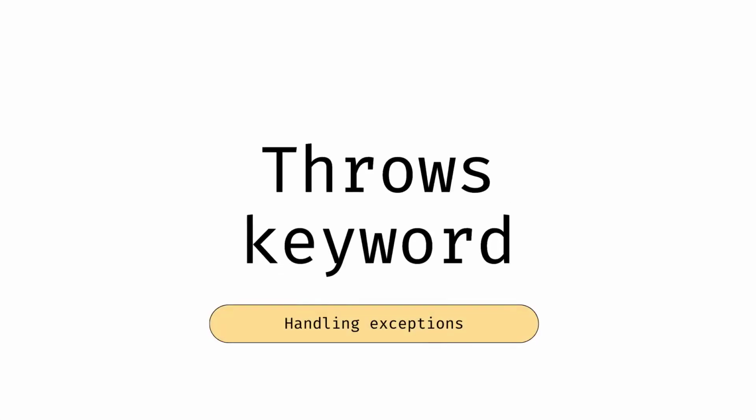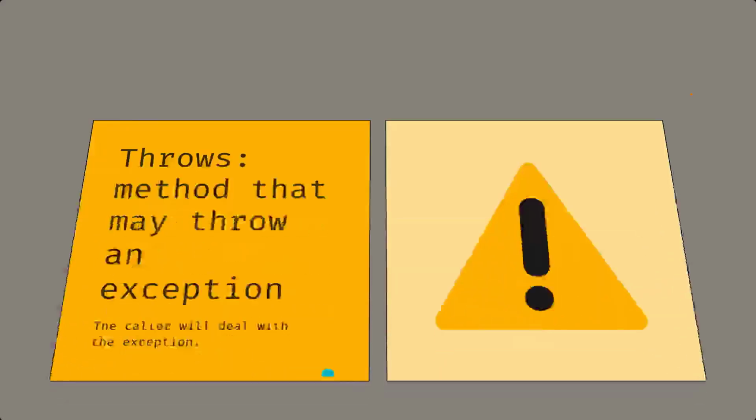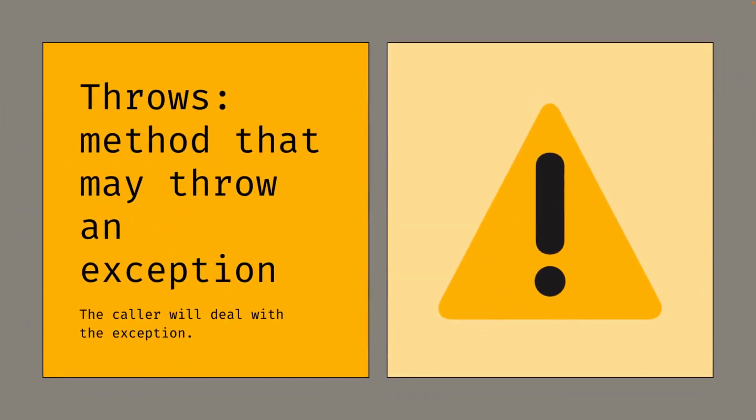There are two ways of dealing with checked exceptions. First, we'll look at how to handle exceptions using the throws keyword. When a method possibly throws a checked exception, you can indicate this in the signature. This way, you don't need to deal with the exception in more detail. This will have to be done by the code that calls the method.